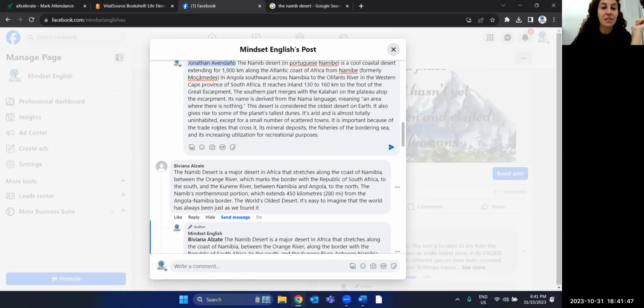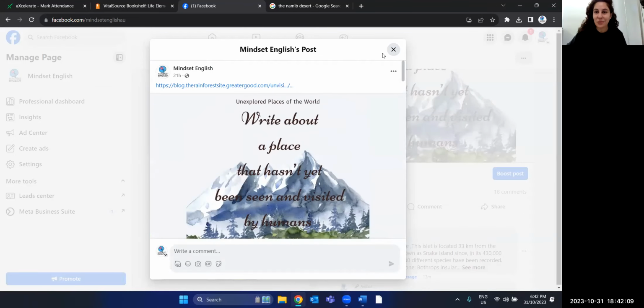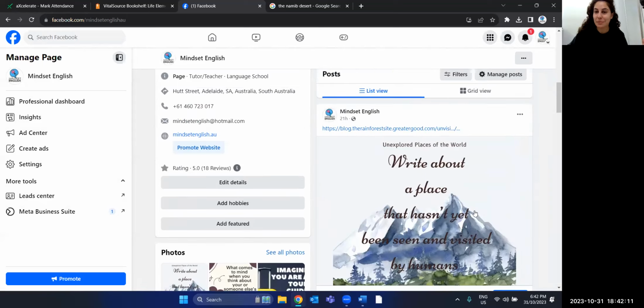It is important because of the trade routes. So that's where they make trade. They can give another country something in exchange for something else. So they use this desert to make trade between different countries. There's also fishing and use for recreational purposes. Beautiful. So good. That's all we had time for, to look at all these places.